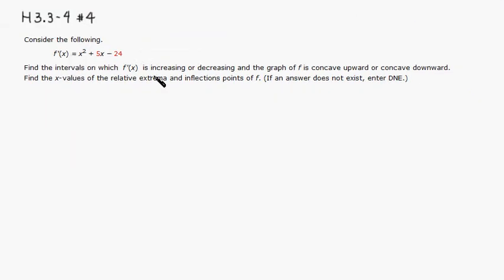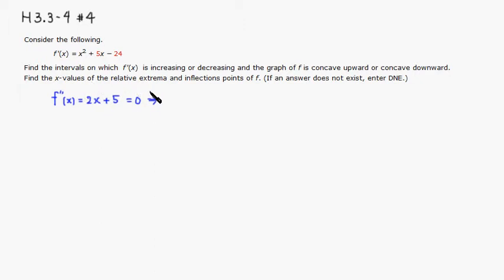So we want to talk about increasing, decreasing. Of course, we have to take another derivative. So we take the derivative of f prime, which is going to be f double prime of x is equal to, derivative of x squared is 2x, and derivative of 5x is 5, and derivative of negative 24 is 0. So we set this equal to 0, and you can see that we can find a critical number.